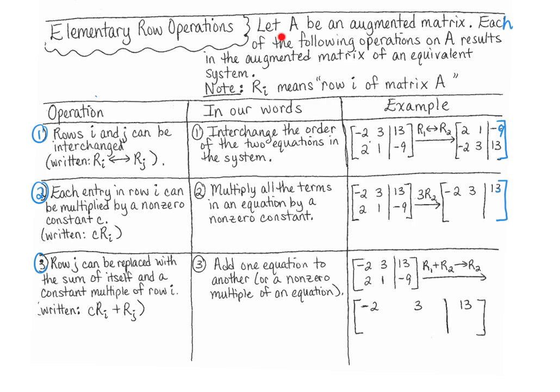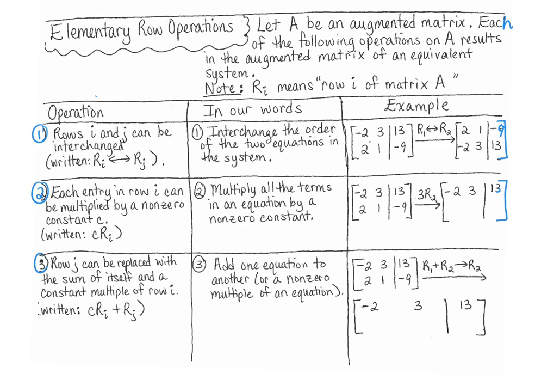To identify the matrix. You got it. So let A be an augmented matrix. Each of the following operations on A results in the augmented matrix of an equivalent system. So when we do these operations, we get an equivalent system of linear equations. You just saw in a previous example how to take an augmented matrix and write its corresponding system of linear equations, right? So now we're using those words interchangeably.